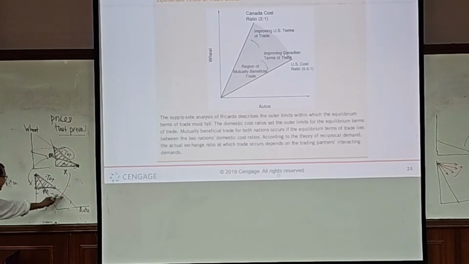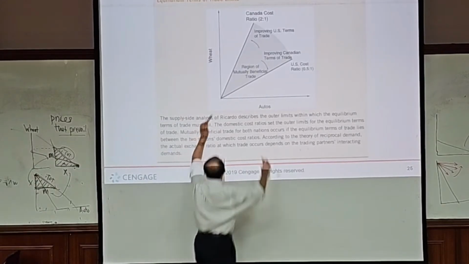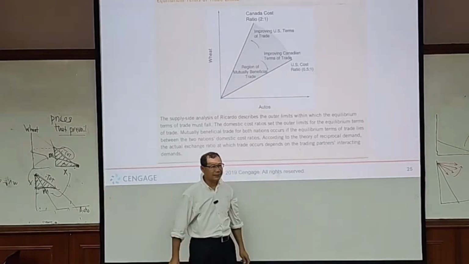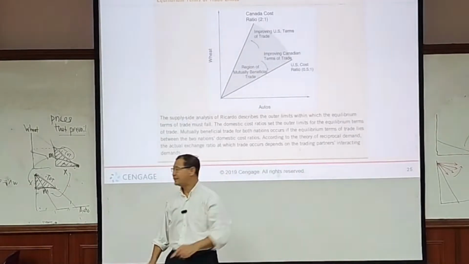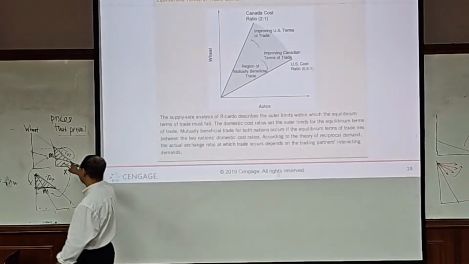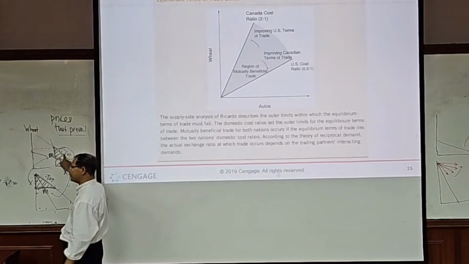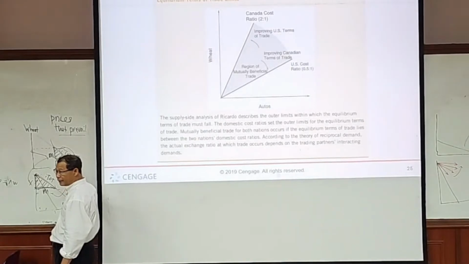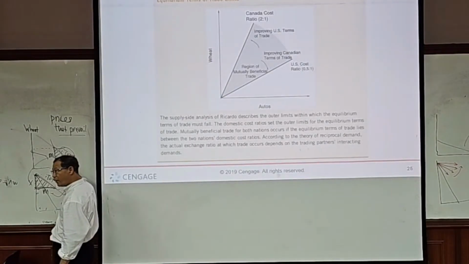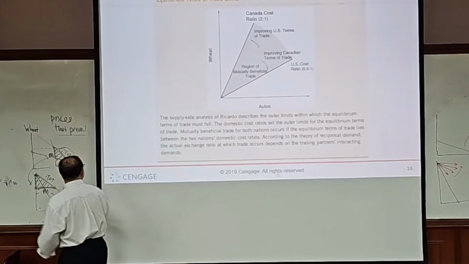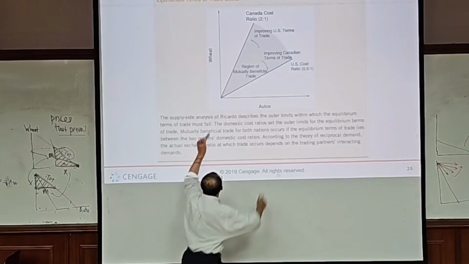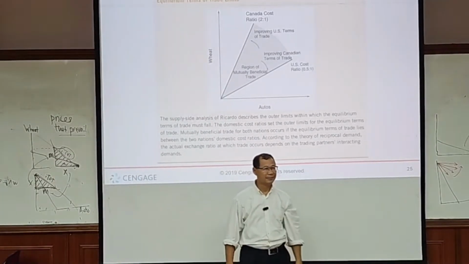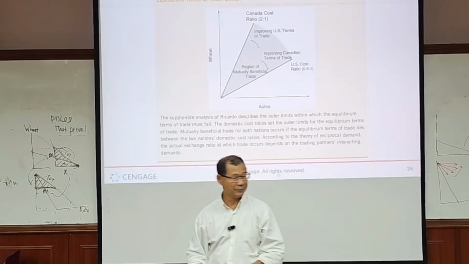So this is the one. The red one I'm showing here is one of the lines, the outer limit of this. See, got it? You get it?